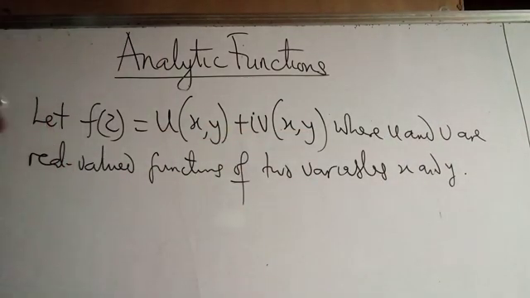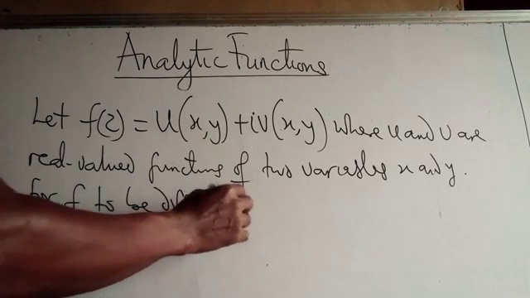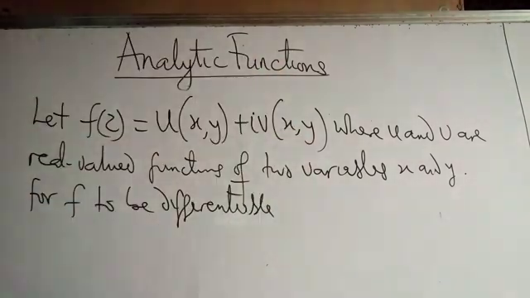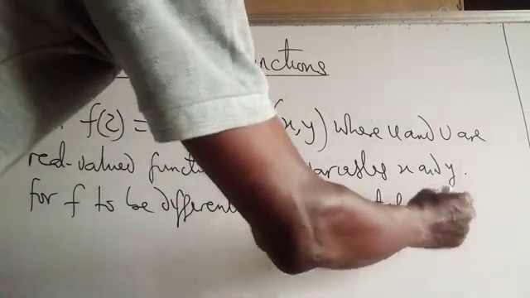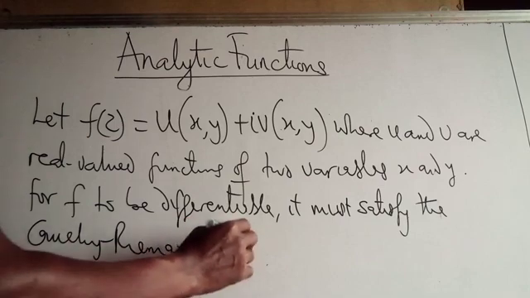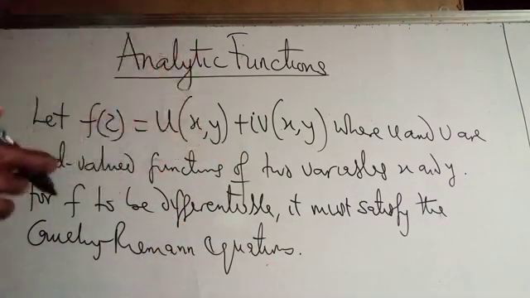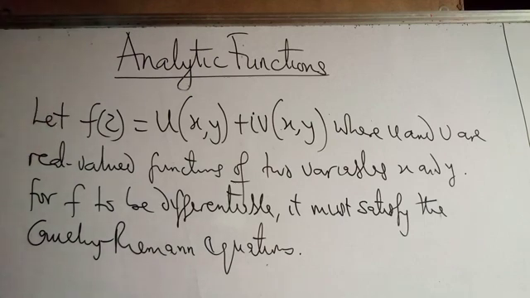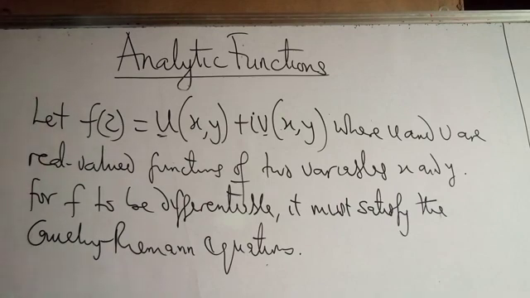Now, for this function f to be differentiable at a point in that domain, it must satisfy the Cauchy-Riemann equations. And not only that, because this is just the necessary condition for that function to be differentiable. The sufficient condition for this function to be differentiable is that the real value functions u and v must have continuous partial derivatives. Now, what do we mean by having continuous partial derivatives? That means that at all points within that domain, they must be continuous partially.